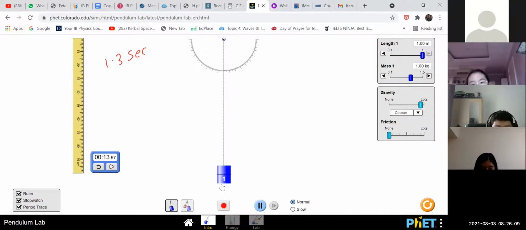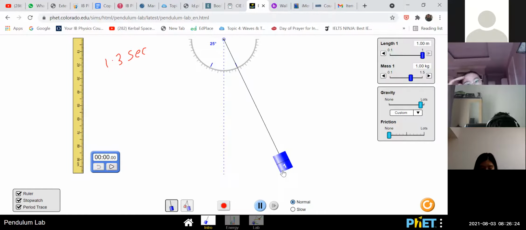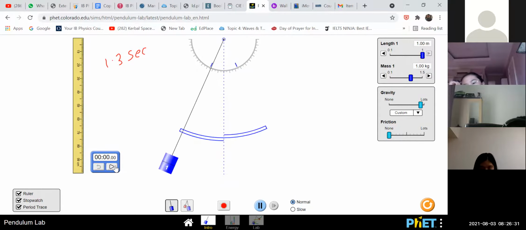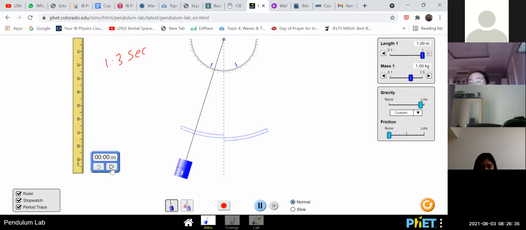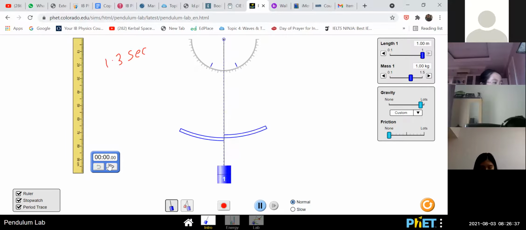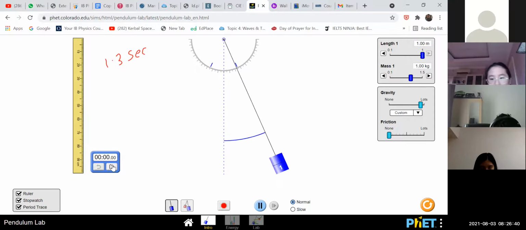Let me play. So again, the concept is, children, that you need to pull this pendulum to a certain angle, and this time let me keep the same angle, 25. You may see the angle is 25, and I'm going to release this pendulum. Now I have to be very active to switch on the stopwatch exactly when the pendulum just crosses the right hand side position.